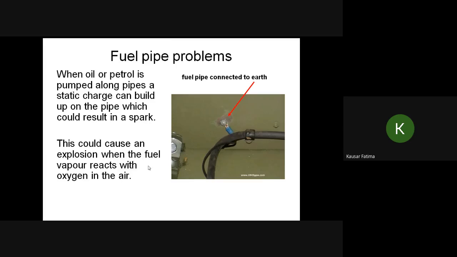If a charged car's body or truck's body or aeroplane's body has opposite charge to that of the fuel droplets, then the charge jumps. So it may cause a spark.